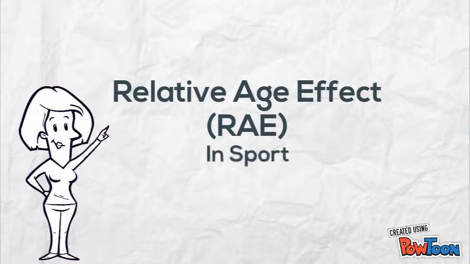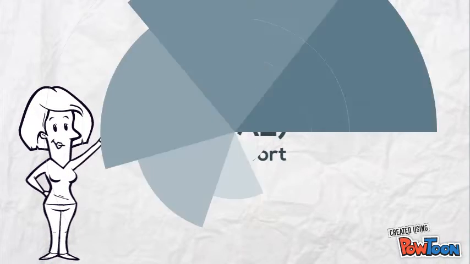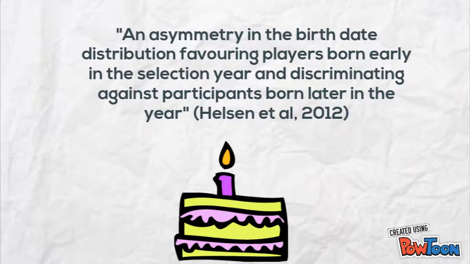Relative age effect in sport. Halson et al. defined RAE as an asymmetry in the birth date distribution favoring players born early in the selection year and discriminating against participants born later in the year.